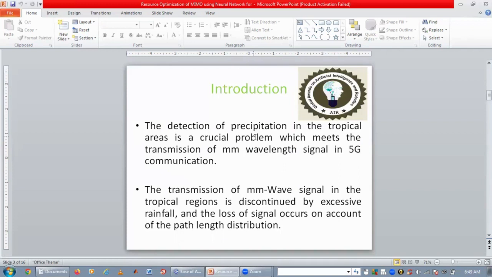The detection of precipitation in the tropical areas is a crucial problem which limits the transmission of millimeter wavelength signal in 5G communication. The transmission of millimeter wave signal in the tropical regions is discontinued by excessive rainfall, and the loss of signal occurs on account of the path length distribution. Rainfall attenuation increases significantly with the increase of frequency of operation, rainfall density, and working length. As a result, the availability and the reliability of a communication link get reduced.